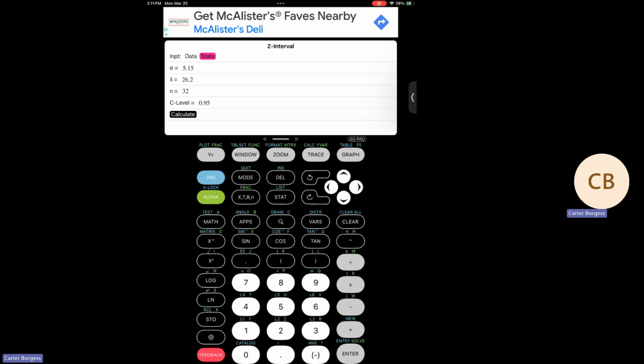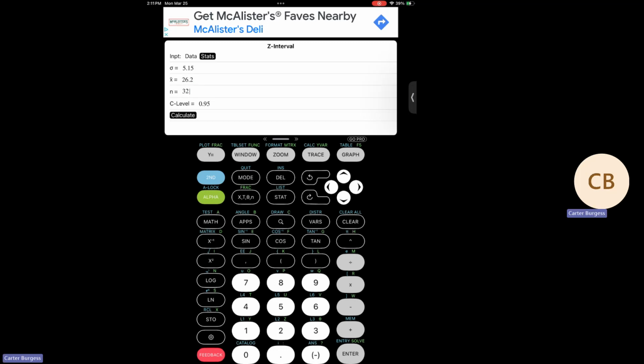But in this case, we don't have data. We have the actual statistics. It's already been calculated for us. So we would use the statistics here. In this case, the sigma that it's asking for is that population sigma. That's just the one that's given. It's going to do the divided by square root of 32 for us. It does that automatically.